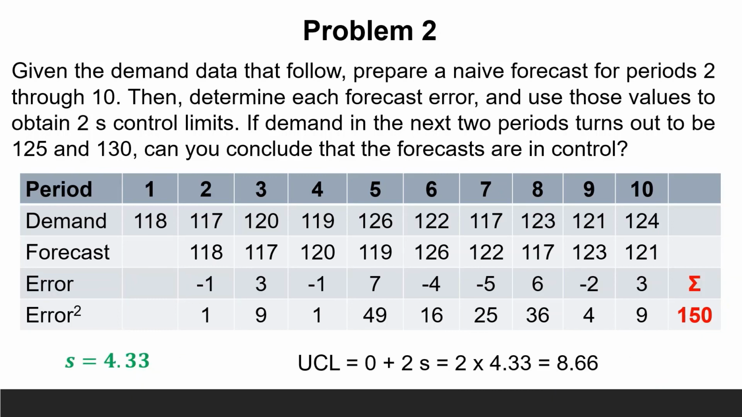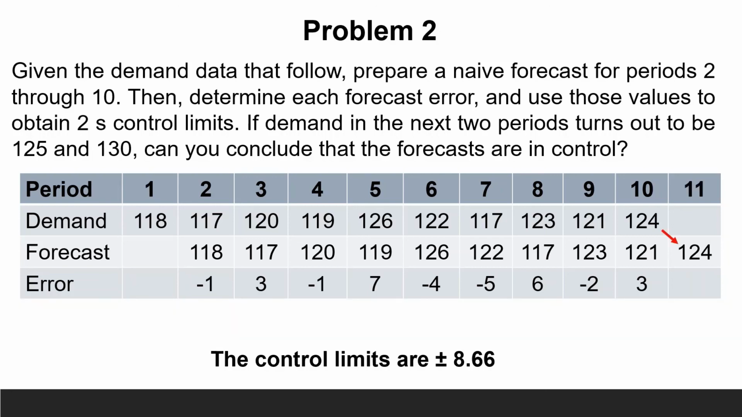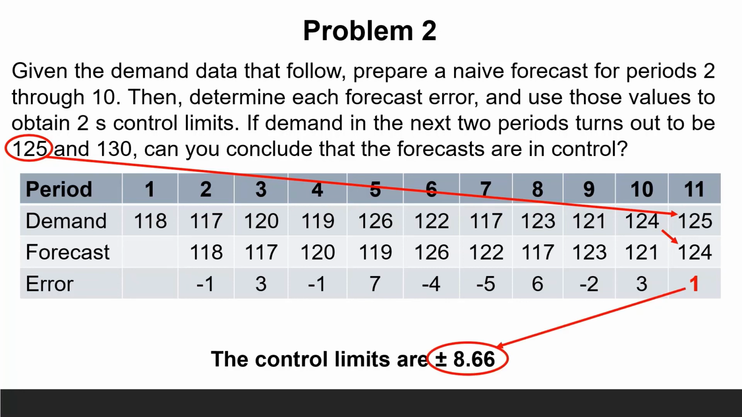For 2s, the upper control limit equals 0 plus 2s equals 2 multiplied by 4.33 equals 8.66. And the lower control limit equals 0 minus 2s equals negative 2 multiplied by 4.33 equals negative 8.66. So, the control limits are plus or minus 8.66. The forecast for period 11 was 124. Demand turned out to be 125, for an error of 125 minus 124 equals plus 1. This is within the limits of plus or minus 8.66.